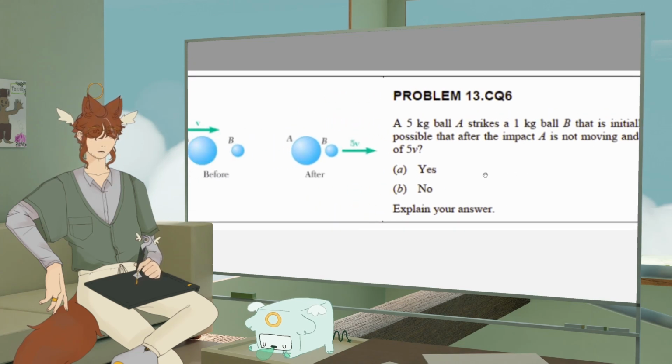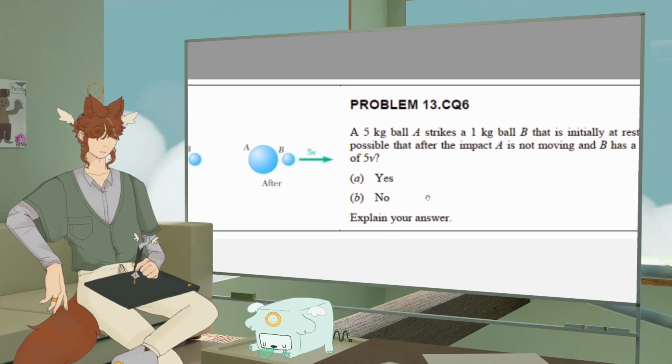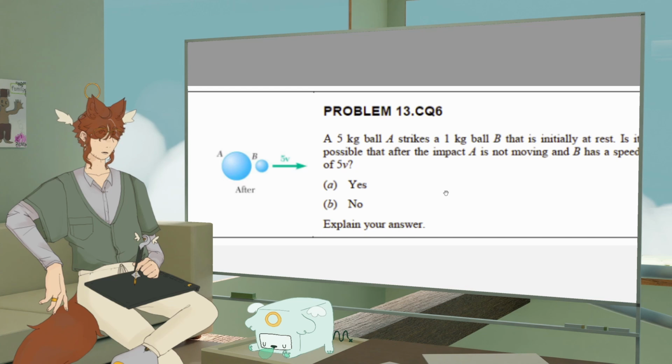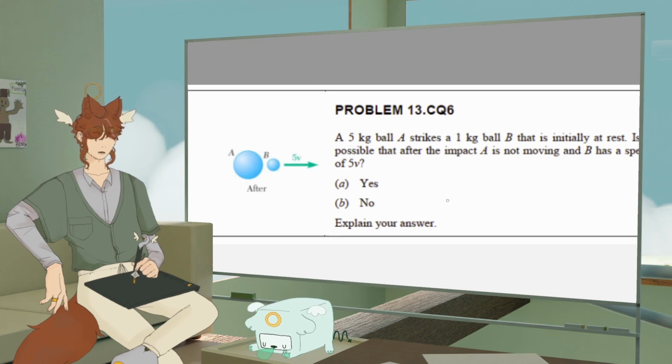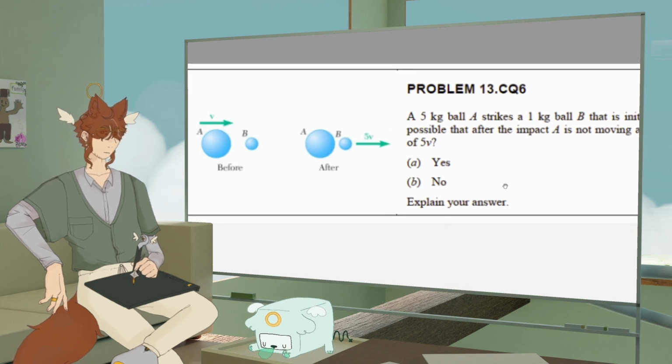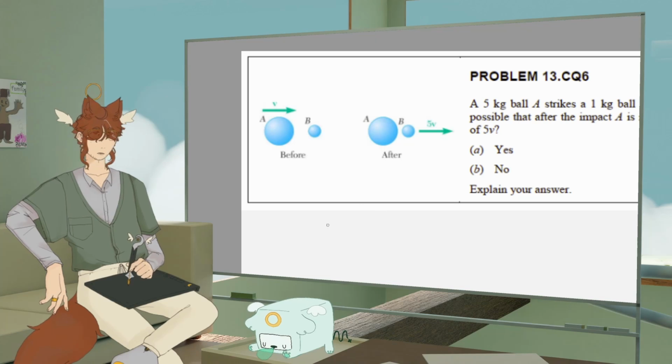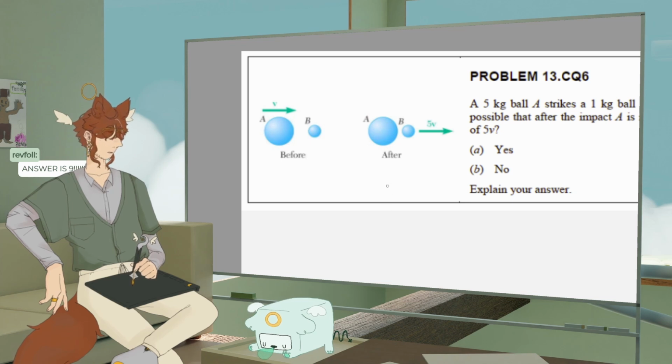Okay, so after a 5 kilogram ball strikes a 1 kilogram ball that is initially at rest, it does strike it. Is it possible that after the impact, A is not moving and B has a speed of 5v? Well, let's set up. It's an impulse and momentum problem. So we have a strike. So impulse is a force transferred.